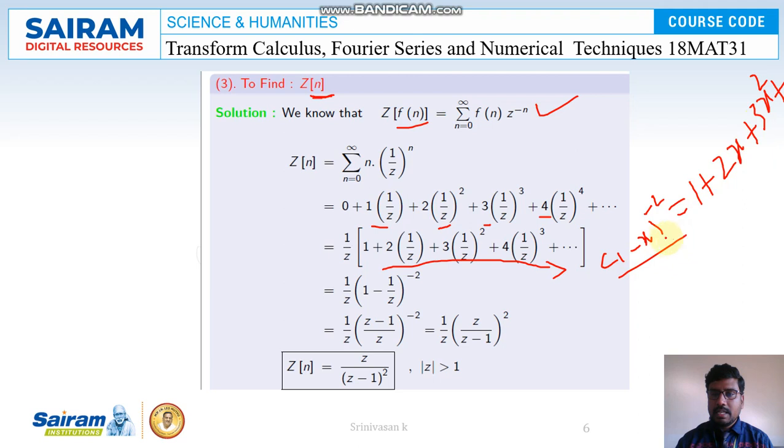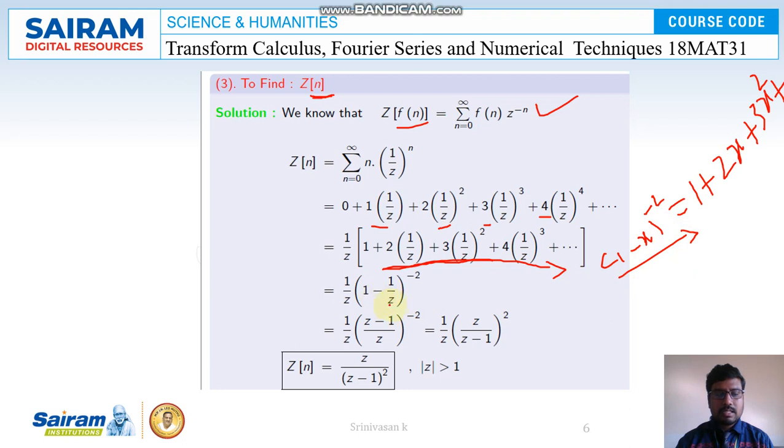So here clearly x equal to 1 divided by z. So 1 divided by z into 1 minus 1 divided by z power minus 2. Okay, so here there is no direct formula. That's why I am taking 1 by z outside. We get this formula, this series.